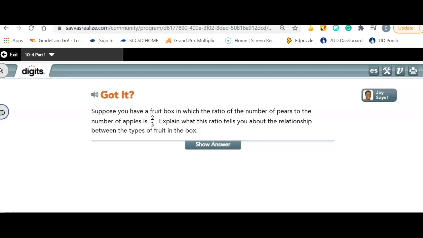Okay, last question for this front page is, you don't have to write this down on your paper if you don't want to, I just want you to talk to your neighbor. Suppose you have a fruit box in which the ratio of the number of pears to the number of apples is 2/3. Explain what the ratio tells you about the relationship between the types of fruit in the box. So just talk to each other about what that means. Go. All right, what does 2/3 mean? Josh? Good, it means there's going to be 2 pears and 3 apples in that fruit basket or box. All right, you go with that? Yeah. Awesome.